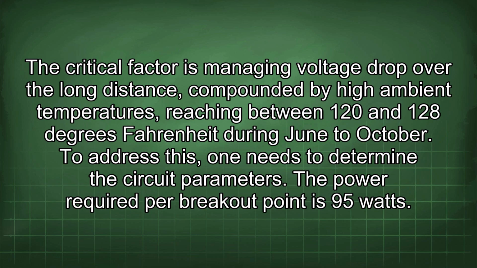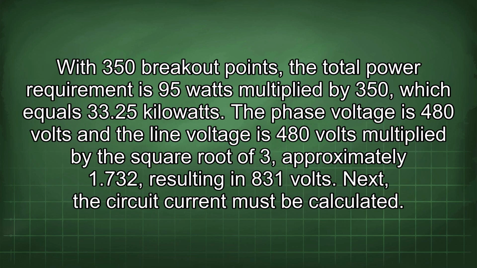To address this, one needs to determine the circuit parameters. The power required per breakout point is 95 watts. With 350 breakout points, the total power requirement is 95 watts multiplied by 350, which equals 33.25 kilowatts. The phase voltage is 480 volts and the line voltage is 480 volts multiplied by the square root of 3, approximately 1.732, resulting in 831 volts.